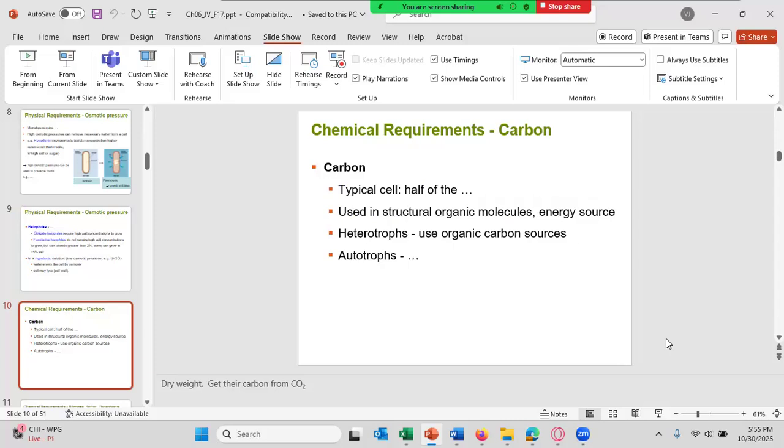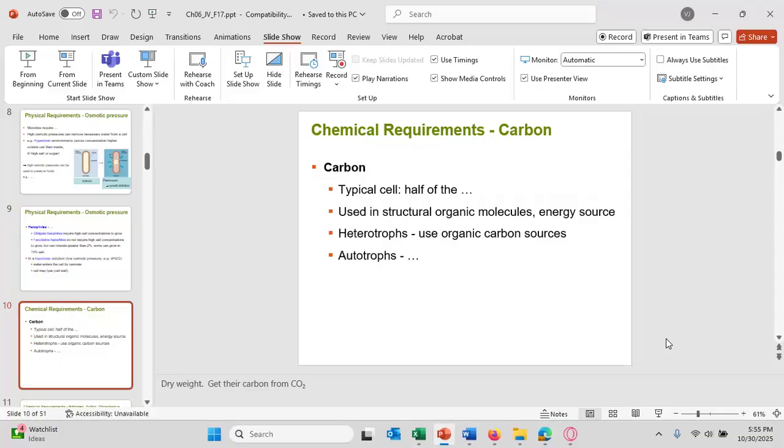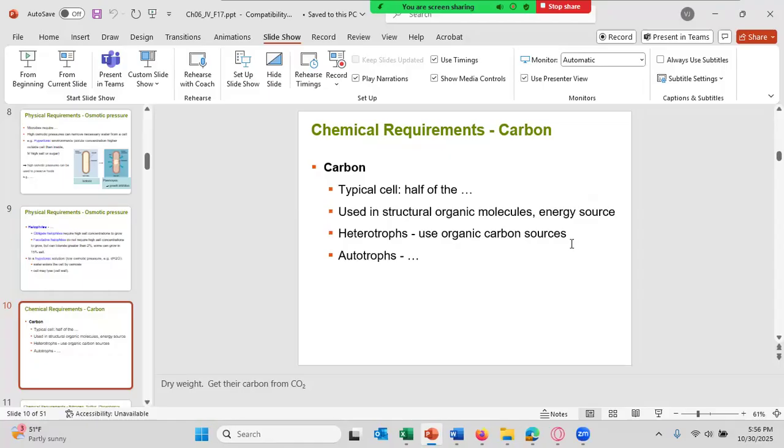All right. Carbon is another chemical requirement. All organisms have to have a carbon source. Carbon is typically half of the dry weight for a cell, so carbon is about half the dry weight for all living organisms. Carbon is used in structural organic molecules. Carbon is also used as an energy source: glucose, carbohydrates, and lipids can all be used as an energy source, and organisms use those molecules to get their carbon for their carbon needs.